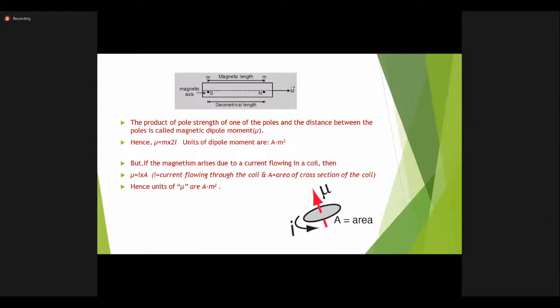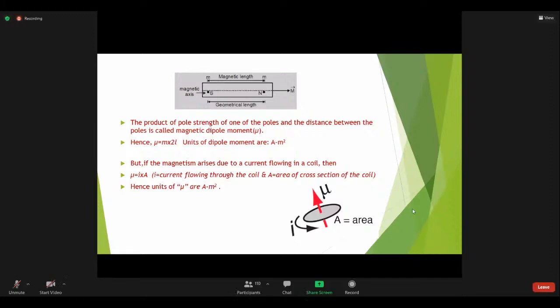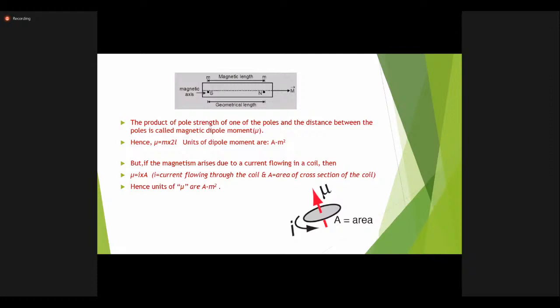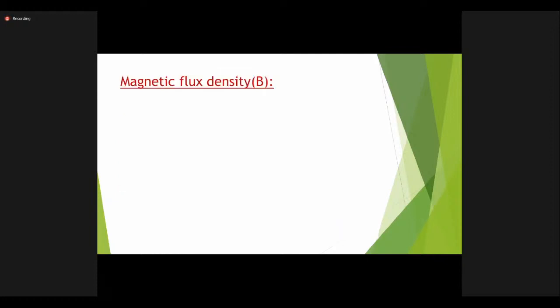In such cases, we'll take the product of current and area of the circular coil to define magnetic moment or magnetic dipole moment. In case of a bar magnet, it is M into 2L. In case of magnetic field generated due to flow of current, it is I into A. I is the current flowing in the coil and A is the area of cross section of the coil.